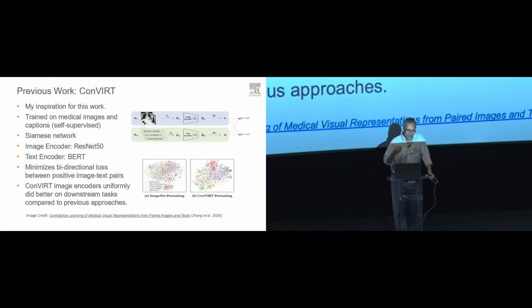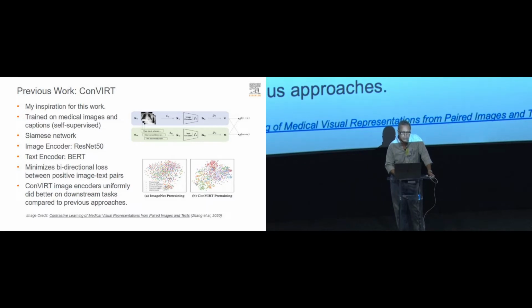So the first input, and this was kind of the inspiration for this whole project, the ConVIRT paper, right? The ConVIRT paper was pre-transformers. It was trained on medical images and captions, again, self-supervised. They used radiological X-rays and associated radiologist notes. Again, things that occur in the wild, right? So essentially, it's a Siamese network.